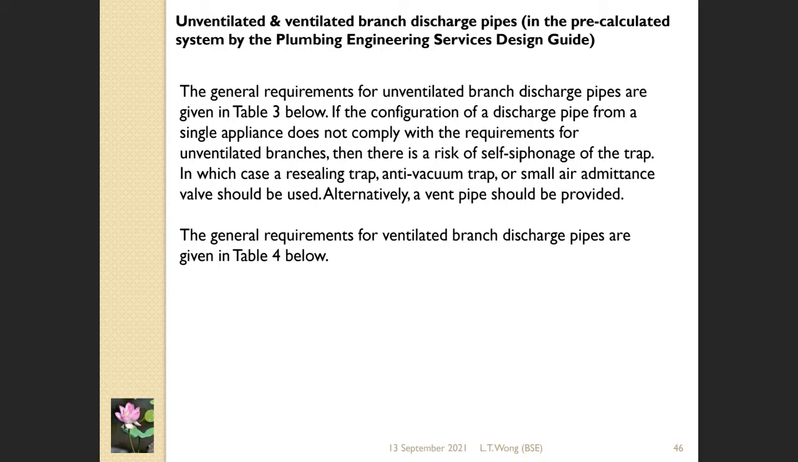Okay, now here there's a page where we're talking about the unventilated and ventilated branch discharge pipes, because as we mentioned, the branch pipe is unavoidable. All right, and this branch pipe arrangement will largely affect the siphonage action. In order to avoid the siphonage, we need to arrange the branch pipe in a special arrangement. Now, the standard design guide provides us some convenient tools, listed in terms of a table or graph, so that the siphonage action will not occur.